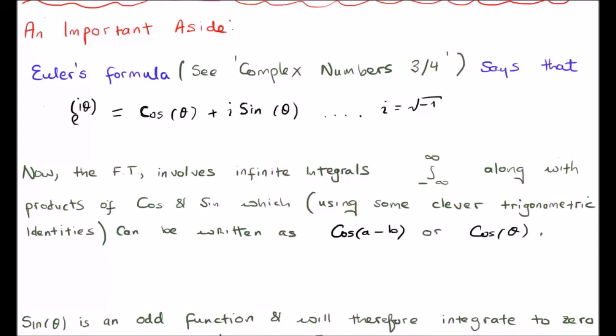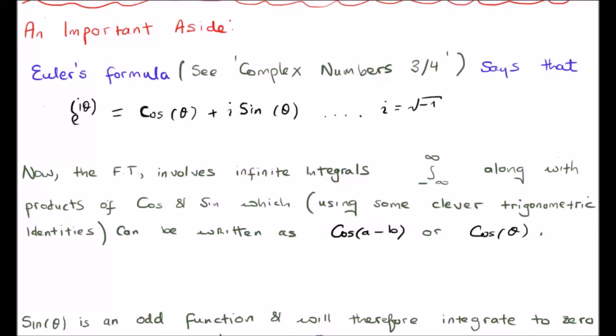Now, the products and sums of cosines and sines, using some clever trigonometric identities, can be written as a single cosine. So, as we will see later when we look at the derivation of the Fourier transform, instead of having 4 terms, namely 2 cosines multiplied together, added to 2 sines multiplied together, we can rewrite this as a single cosine of a minus b, let's say, or of course we can equivalently say that's cosine of theta.